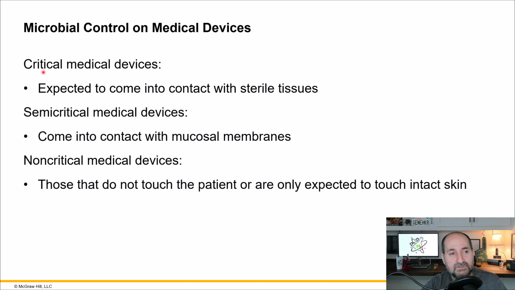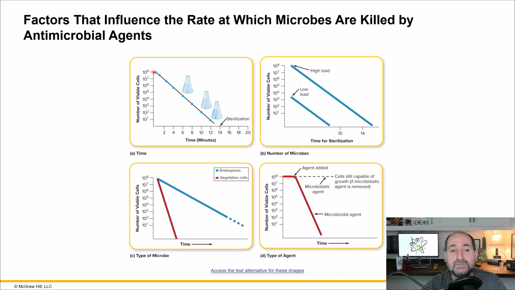You should know the difference between critical medical devices, semi-critical medical devices, and non-critical medical devices. You need to know the dynamics of microbial death. What you need to know is that microbes die in a logarithmic way. They do not all die instantaneously. They always die in a logarithmic way.